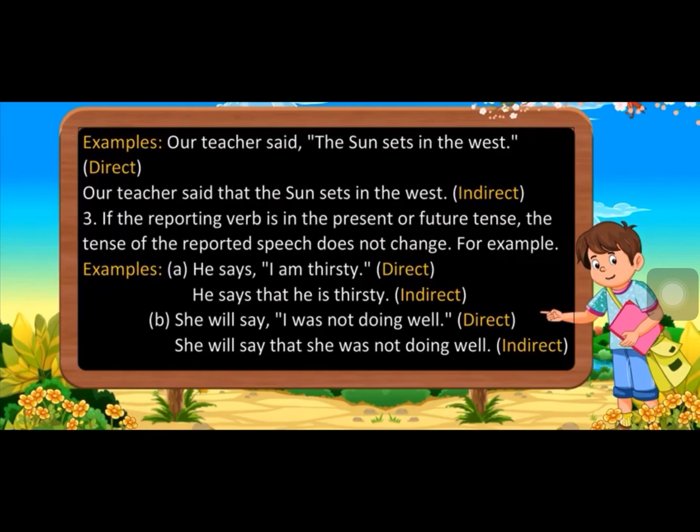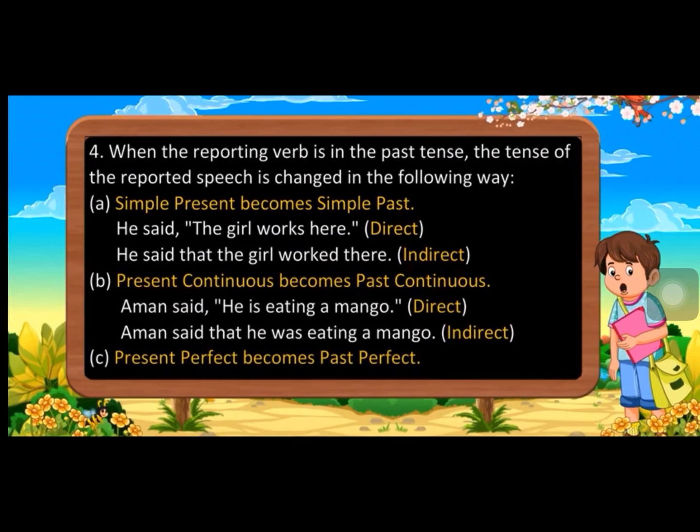If the reporting verb is in the present or future tense, the tense of the reported speech does not change. See here. He says, I am thirsty. Says is present tense. That's why he says that he is thirsty. Always remember, third person is used in reported speech. She will say, I was not doing well. Will say is future tense. She will say that she was not doing well.